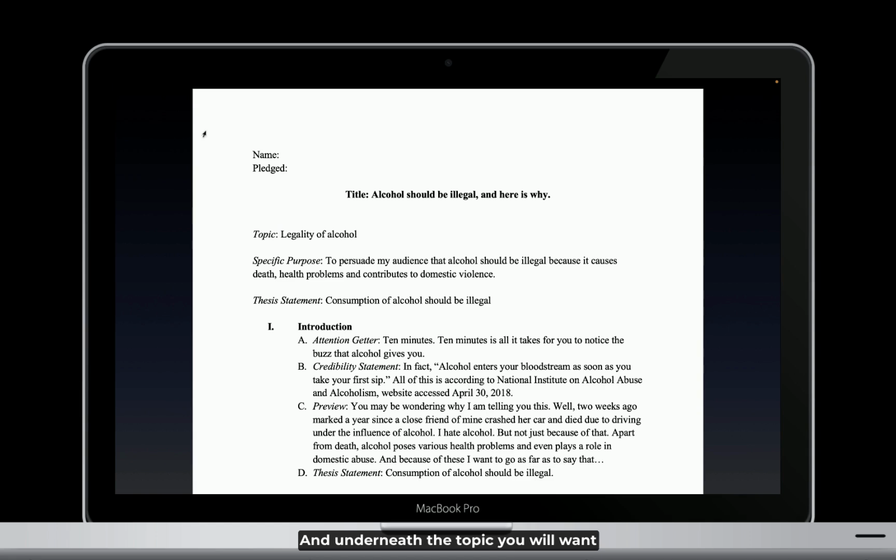And underneath the topic, you will want to have the specific purpose, which is to persuade my audience that alcohol should be illegal because it causes death, health problems, and contributes to domestic violence. In other words, the specific purpose takes your thesis statement right here and explains why you're arguing this. Death, health problems, and domestic violence are your supporting points, and those should go into the specific purpose. And then underneath you have the thesis statement, which is consumption of alcohol should be illegal. Notice these are all topics and they are italicized, and this will continue throughout the whole outline.